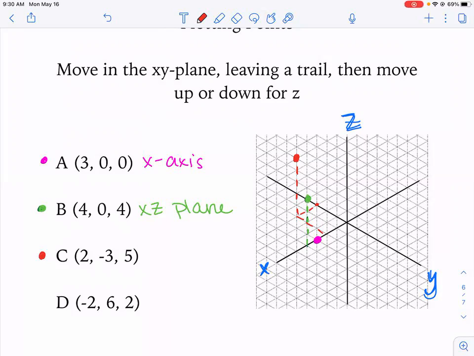Here's X is +2. Here is Y is -3. I made a breadcrumb parallelogram. And then from the corner, I made breadcrumbs going up 5 for my Z. Now I need to name the octant. We went 2, -3, and then we went up. What octant are we living in? This is 1, 2, 3, 4. This is an octant 4.